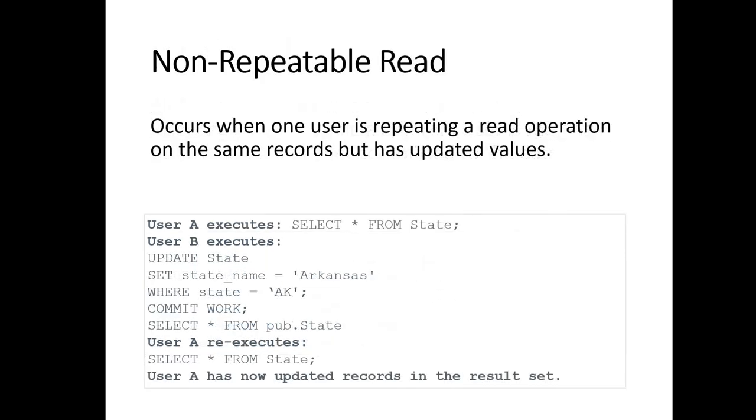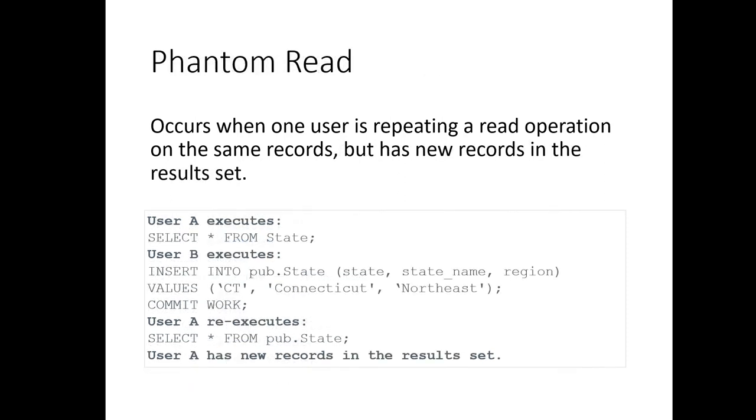A non-repeatable read is a read operation on a record that has an updated value. And a phantom read, instead of updating data, is putting records into the database. Okay, so if you're using SQL for reporting purposes, then you have to decide which of those three categories you want to allow. That gets us into the discussion of what the isolation level actually means.